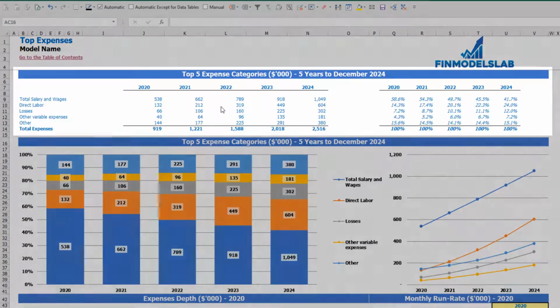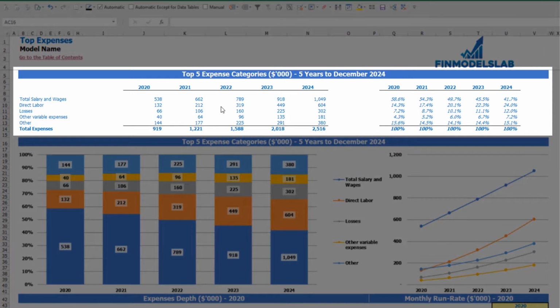On the top expenses tab, you may find the breakdown of top 4 expenses categories, and all other expenses collapsed into the other category. You may see the breakdown of absolute values broken down by years with a total below, and also to the right you may see the percentage breakdown of these expenses.